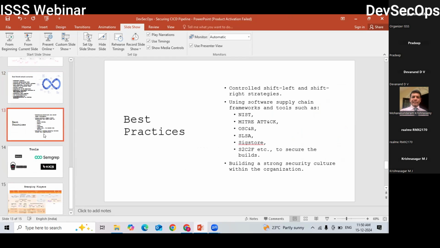So the best practices, obviously: control shift left and shift right strategies, and try to use software supply chain frameworks like NIST and MITRE framework. And you have to build a strong security culture within the organization. It's always very helpful for you.